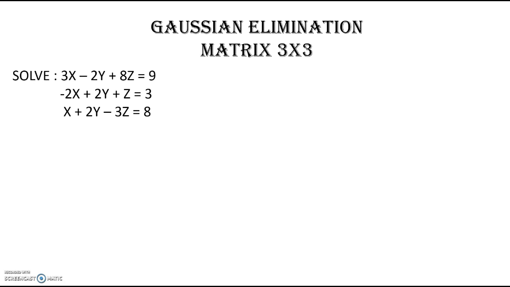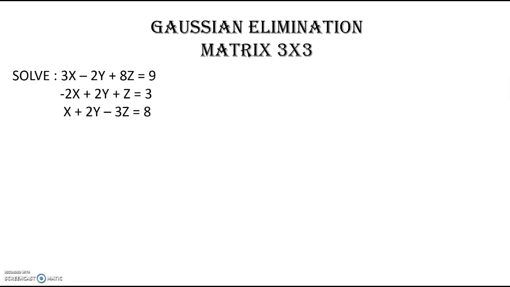So here I'm going to explain how to solve a 3 by 3 matrix using the Gaussian elimination method. The question is 3x minus 2y plus 8z equals 9, and negative 2x plus 2y plus z equals 3, and then x plus 2y minus 3z equals 8. So we have three equations here with three variables.